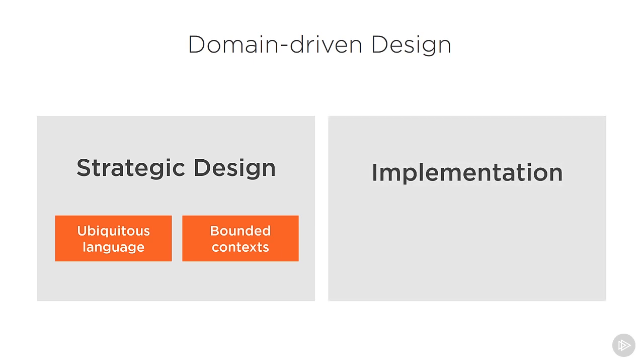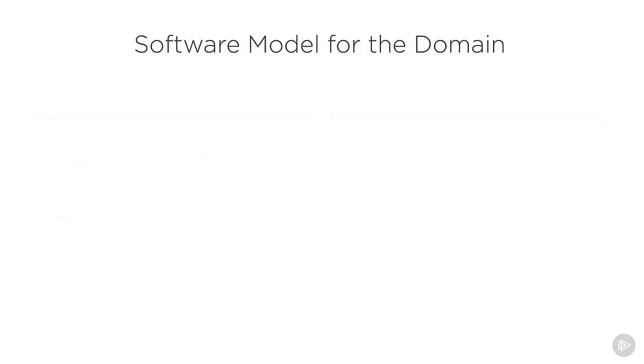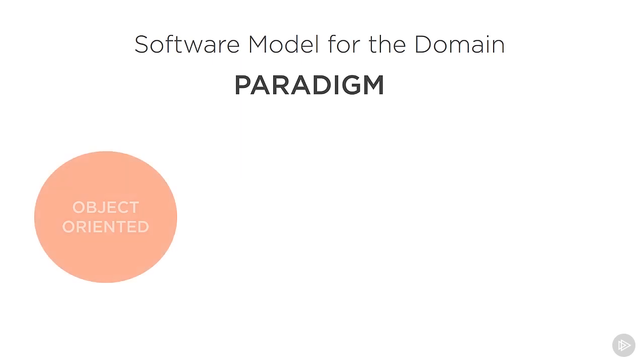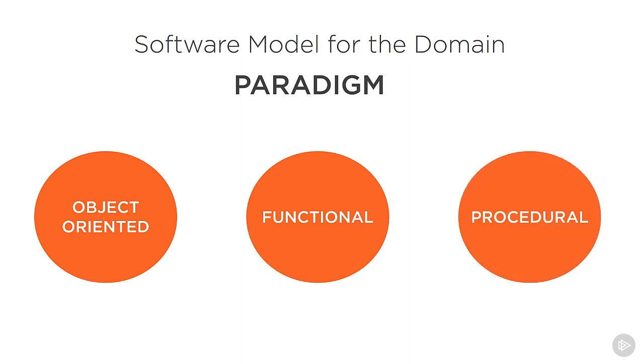The other part in domain-driven design is implementation. The implementation of a bounded context is centered around the idea of a software model that is consumed in a layered architecture made of presentation, application, domain, and infrastructure layers. The software model is often rendered as an object-oriented model, but that is in no way mandatory, as other possibilities are valid, such as a functional or even a procedural model.